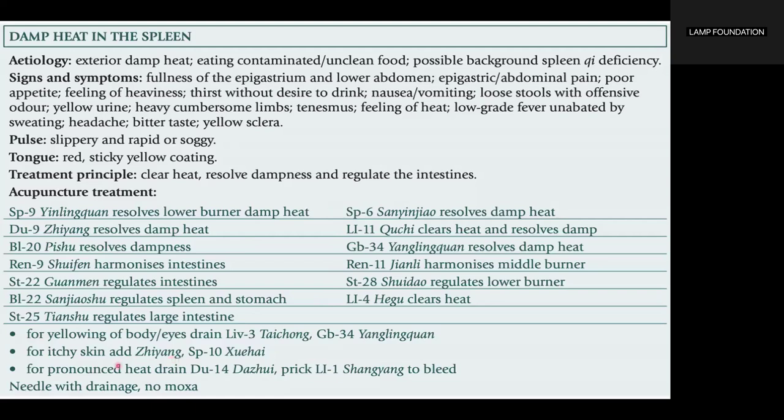For pronounced heat, drain Du 14, prick Li 1 to bleed. Needle with drainage, no moxa.